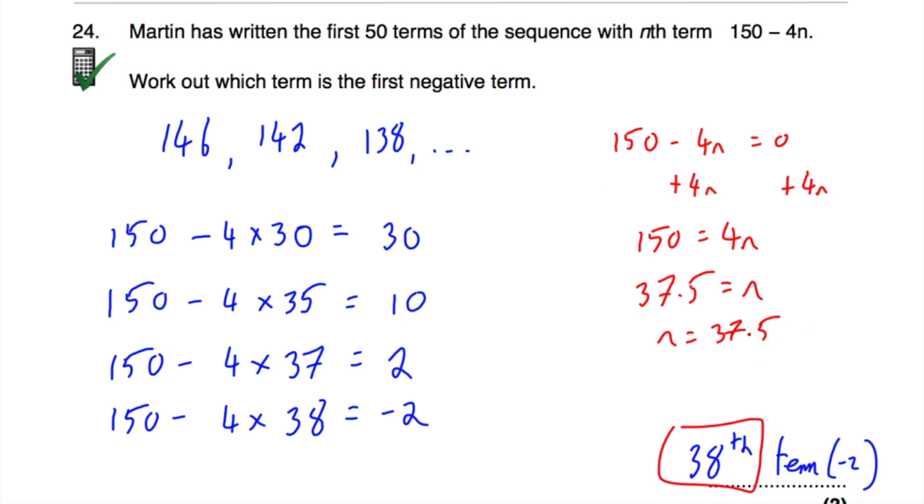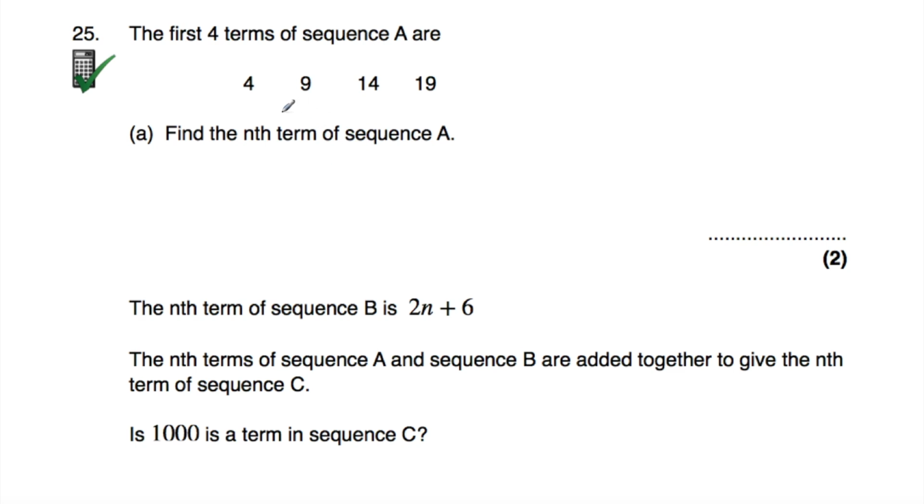Okay, let's look at our next question, question number 25. Question number 25 says, the first 4 terms of a sequence A are 4, 9, 14, 19, and we've been asked to find the nth term of that sequence. If we have a look at the numbers, each time they're getting bigger by 5. So let's write down the multiples of 5. So 5, 10, 15, 20. And that would be 5n.